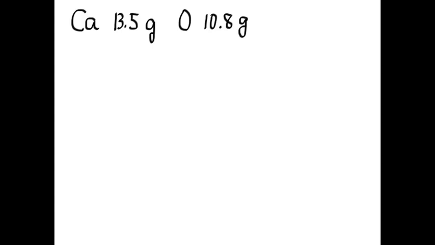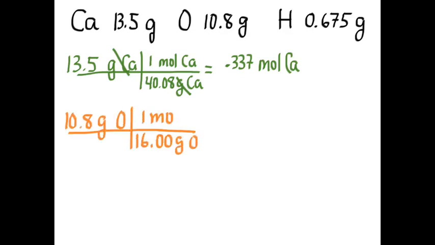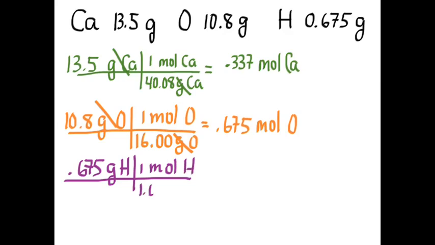Let's do one. If we have 13.5 grams of calcium and 10.8 grams of oxygen and 0.675 grams of hydrogen, what is the empirical formula? First, we figure out how many moles of calcium. Divide by the molar mass of calcium. Then we figure out how many moles of oxygen. Divide by the molar mass of oxygen. Then we figure out how many moles of hydrogen. Divide by the molar mass of hydrogen. And we get these values.